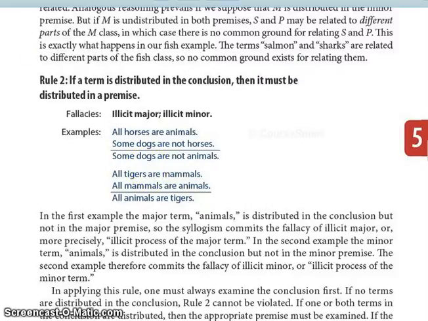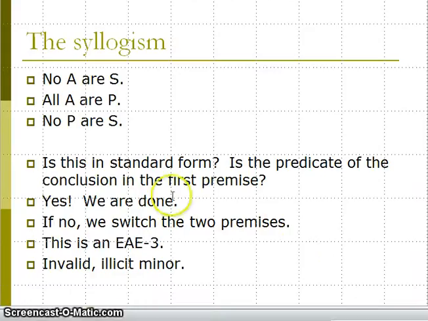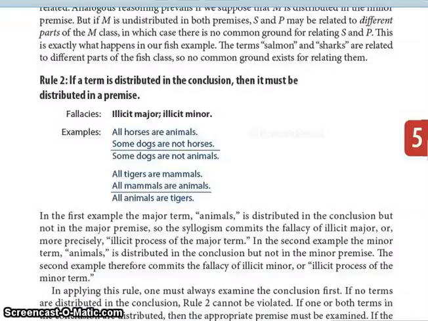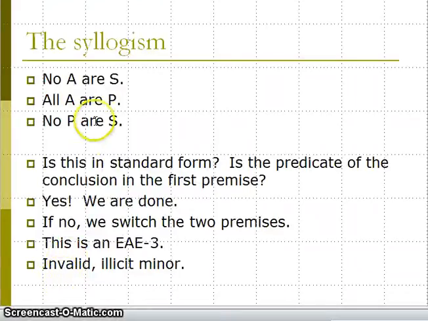So let's go back and look at what's distributed in this PowerPoint. Once again, you might want to go to page 204. I'm not going to pull it up on the screen, but I have my textbook here. So let's go to page 204. What do we have? Looking at the rule again in the textbook, it says that if a term is distributed in the conclusion, and what kind of conclusion do we have? We have an E statement as a conclusion. What's distributed in the conclusion? Both S and P are distributed.